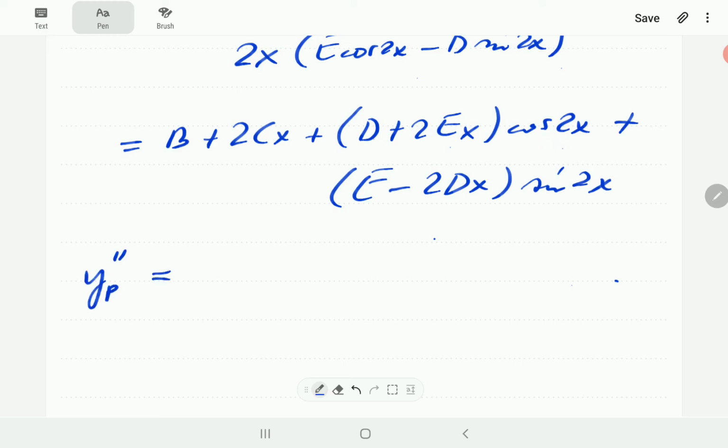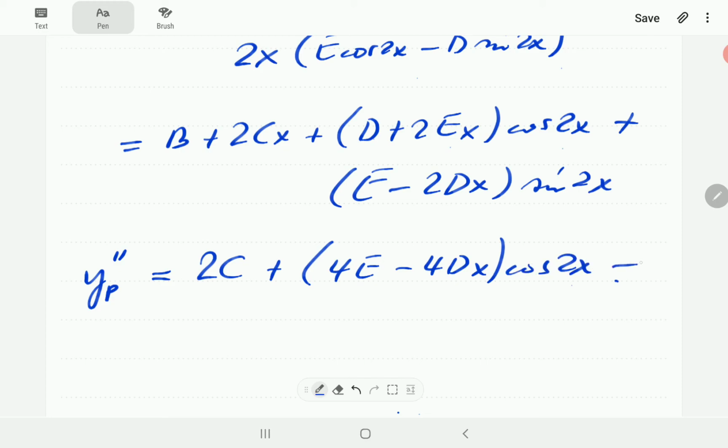Then yp double prime, just going to go straight to the final expression here. It's going to be 2c plus 4a, no, 2c plus 4bx... this is the cosine term: 4e minus 4dx. Okay, then the sine term: minus 4d minus 4ex.